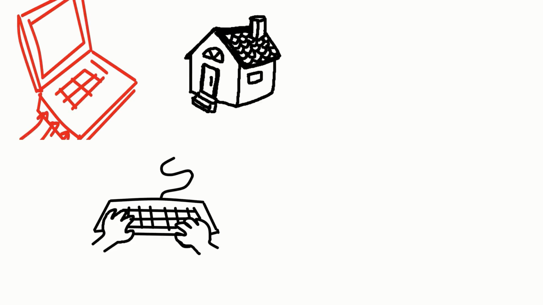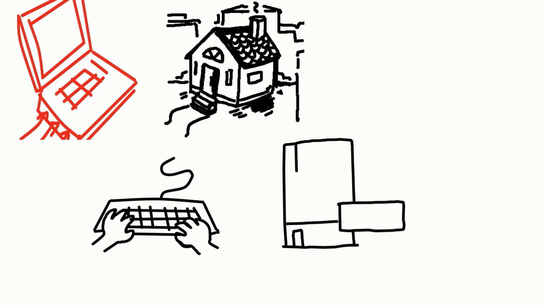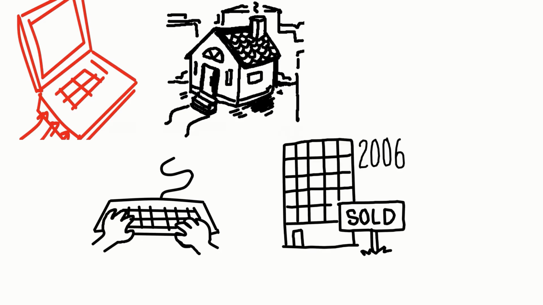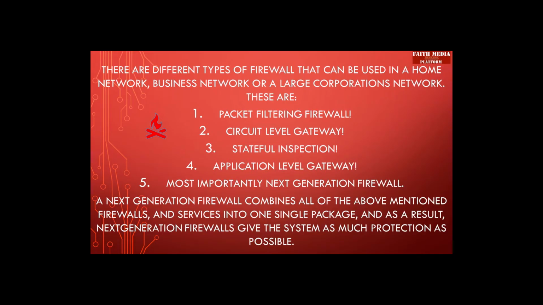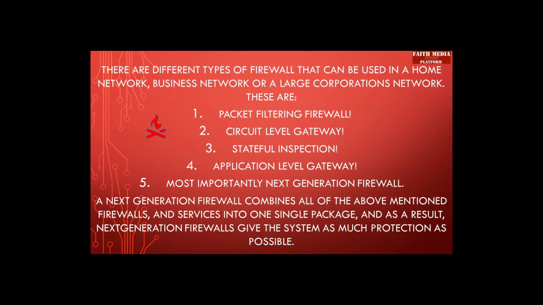There are different types of firewall that can be used in a home network, business network, or a large corporation's network. These are packet filtering firewall, circuit level gateway, stateful inspection, application level gateway, and most importantly, next generation firewall.